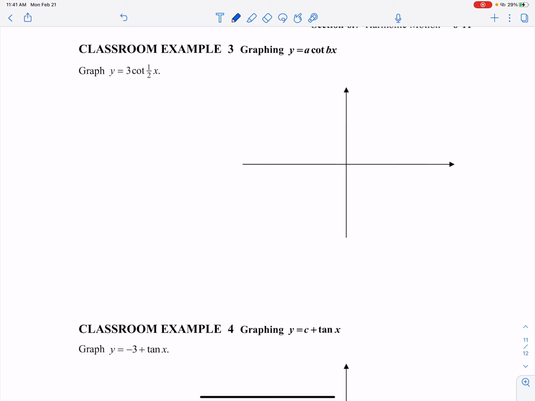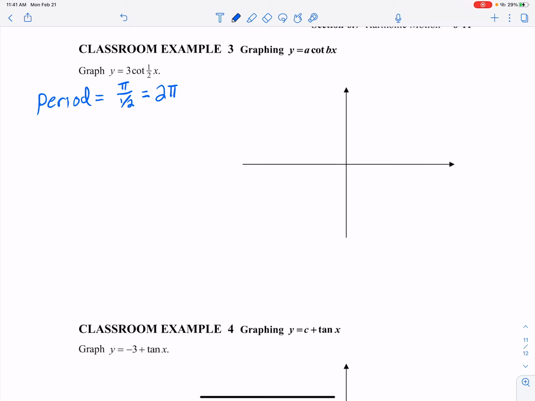But now it's cotangent. All right, cotangent, my period for cotangent is pi. So to find the period for this thing, it's pi over b. B in this case is 1/2. So what does that equal to? 2 pi. So that's my period.